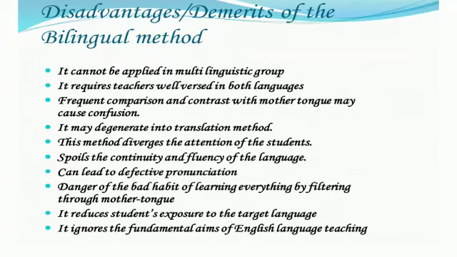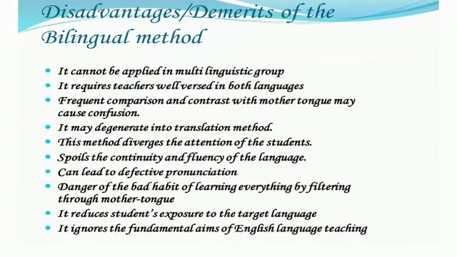So, what are the points? The first point is it cannot be applicable in a multi-linguistic group. Number two, it requires well-versed teachers in both the languages, the mother tongue as well as the English language. Number three, frequent comparison and contrast. The contrast between the features of two languages, the English and mother tongue, is likely to confuse the students.